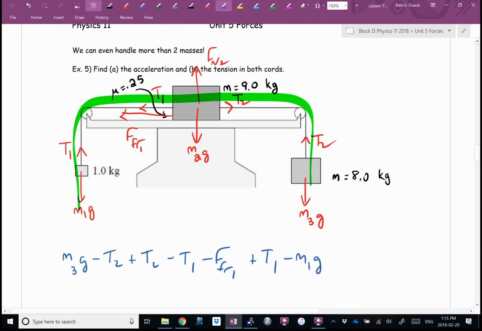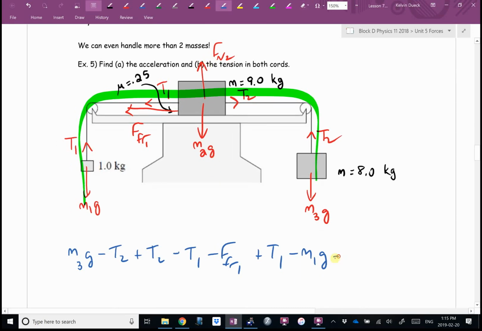Have we got all the forces along the rope? Mr. Dueck, don't we need to include those? Are they along the rope? What's that going to equal? M all times A. And by M all, I mean mass 1 plus mass 2 plus mass 3, because I have forces from mass 1 and mass 2 and mass 3 in this diagram.